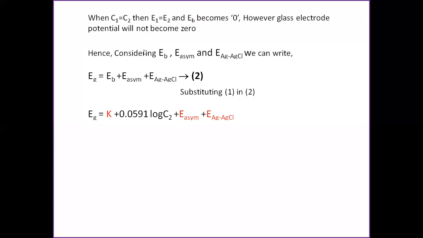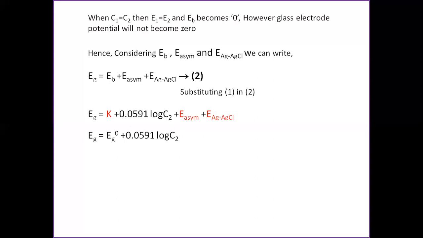Careful observation will tell me that K is a constant. The asymmetric nature for a given glass membrane is the same, so E asymmetric becomes constant. Silver-silver chloride is a reference electrode whose potential is constant. So all three constants together, I will write as a single constant which is named as E0G. So the equation will take this form: E_G is equal to E0G plus 0.0591 log of C2.